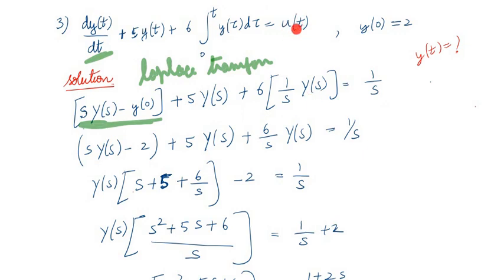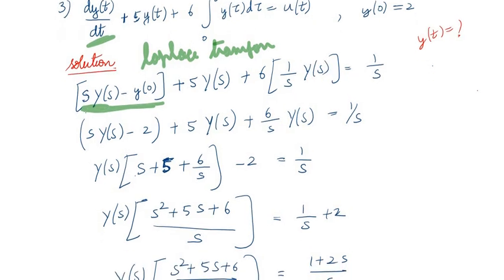Your u of t is converted to the unit step function. Further, its Laplace transform is 1 by s. Right. The only thing is, if you have an integration here, instead of the integration I am replacing it with 1 by s. Your y of tau becomes Y of s. Clear? Then it's as usual.